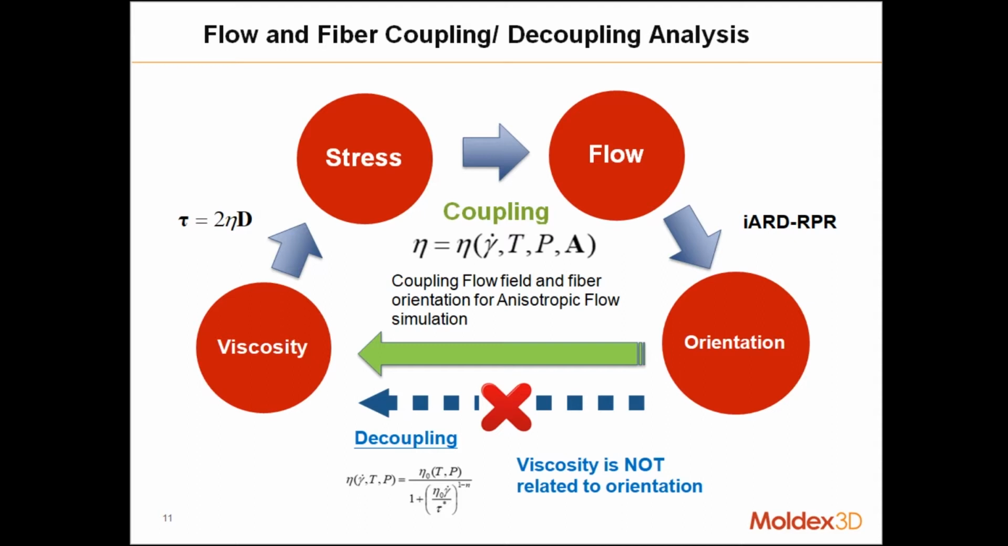So in the fiber coupling solver, we include more iterations during the filling calculation. Once we get the flow field, we calculate the orientation, and this orientation is taken into account in how it affects the viscosity and the further stress, and gives a final response to the flow behavior. This is the biggest difference between the conventional fiber solver and the enhanced fiber solver: one is coupled and one is decoupled.